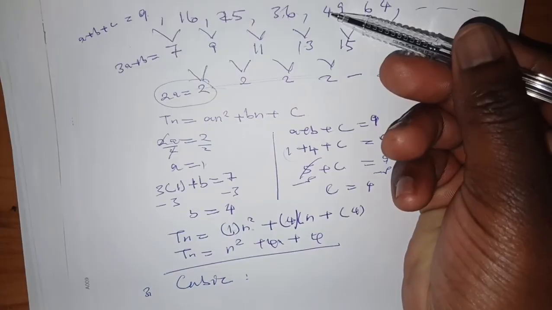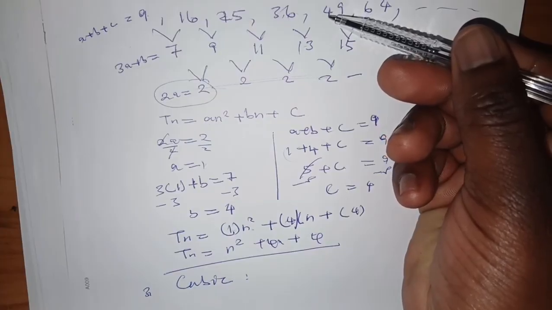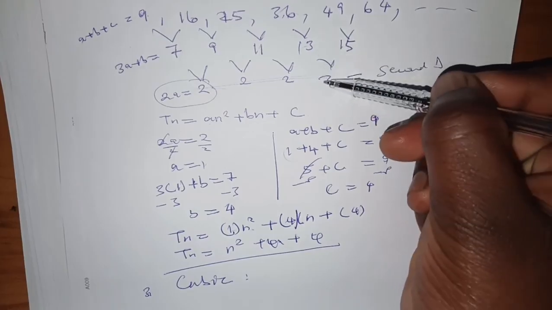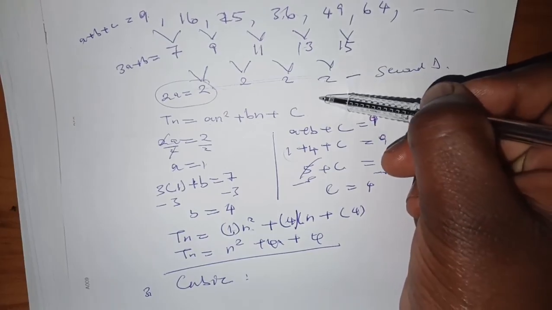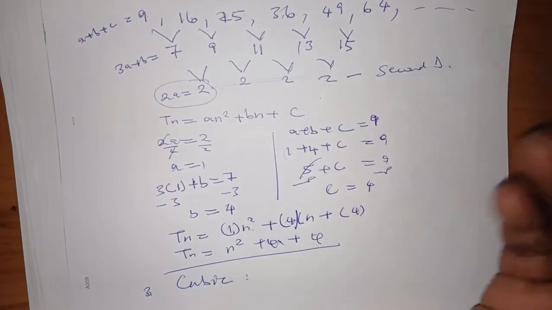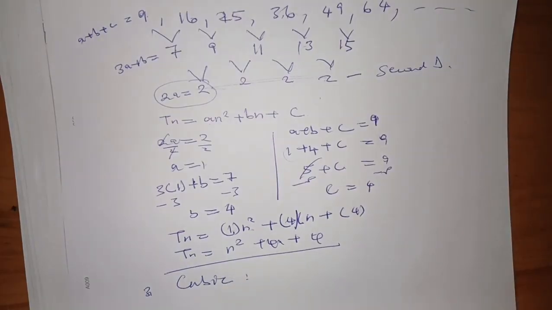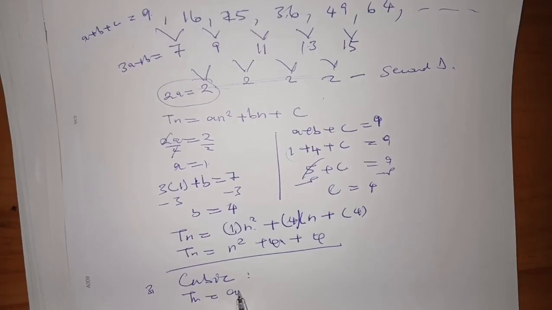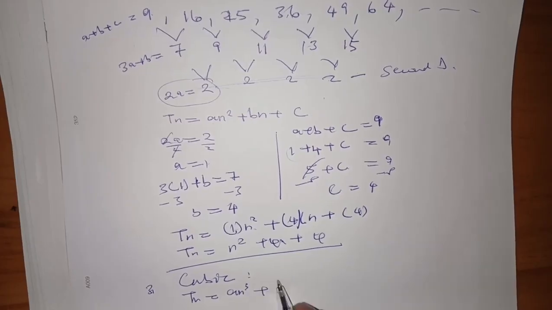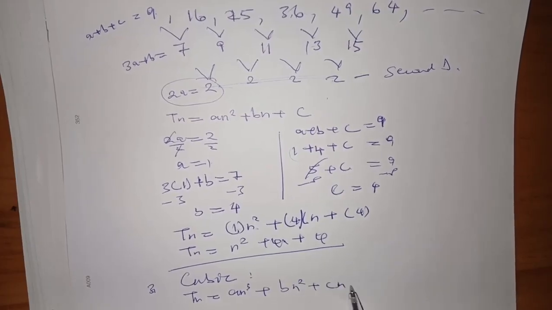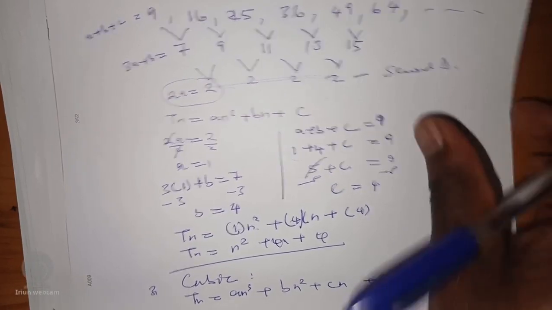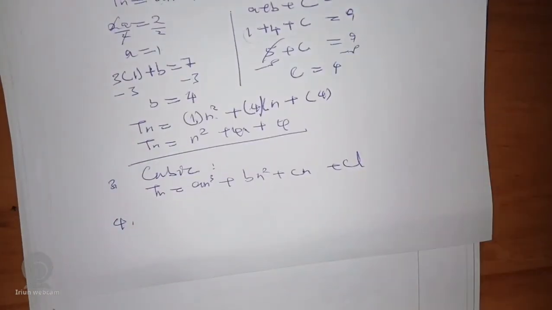This one, the first difference won't be the same, second difference won't, but then the third difference for a cubic sequence is going to be the same. Now it assumes the form Tn is equals to an cubed plus bn squared plus cn plus d. That's the general term.